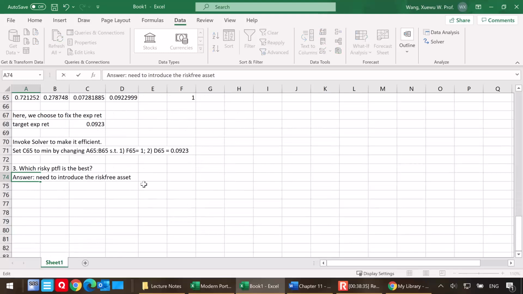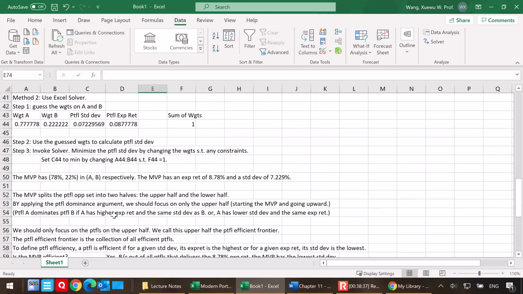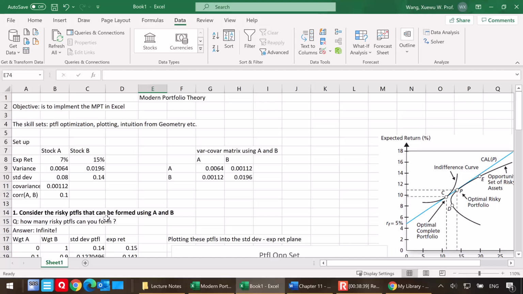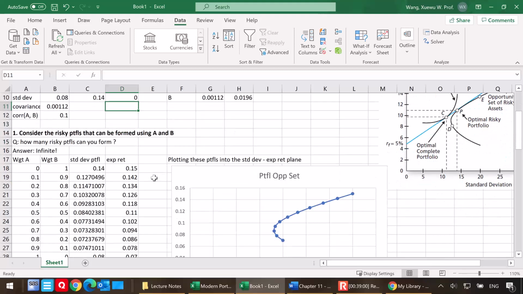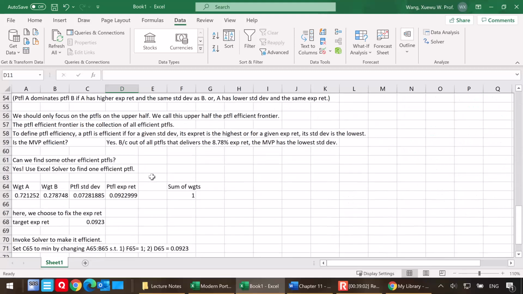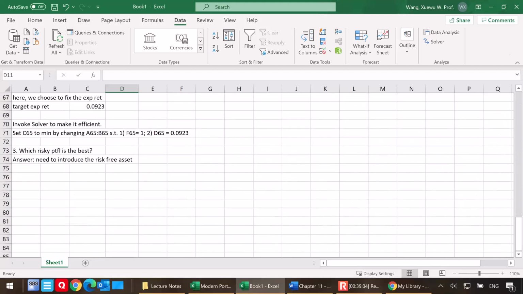So I'm going to scroll all the way up to my setup, and I'm going to provide you with a risk-free asset here. The risk-free rate is 2%, and the variance is 0, of course. The standard deviation is 0, of course. The correlation coefficient between the risk-free asset and any risky asset is 0. Now I can start to think about which one is the best.